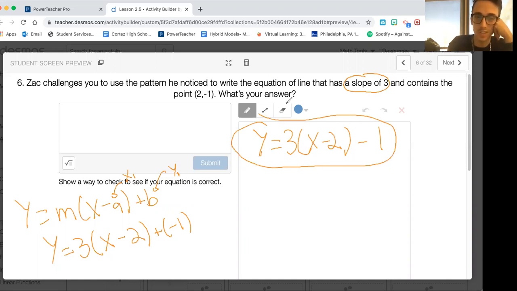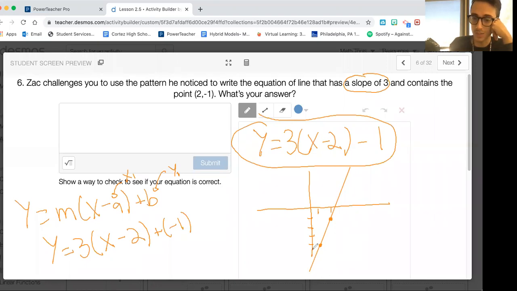I guess if we're not convinced, show a way to see if the equation's correct. We could graph this out. And if we hit that point, 2, -1, and we're claiming that our slope is 3, we can do something like this. And our straight line should go and hit all these points. And the slope, well, yeah, I guess if you want it to keep going backwards again too, that's fine.